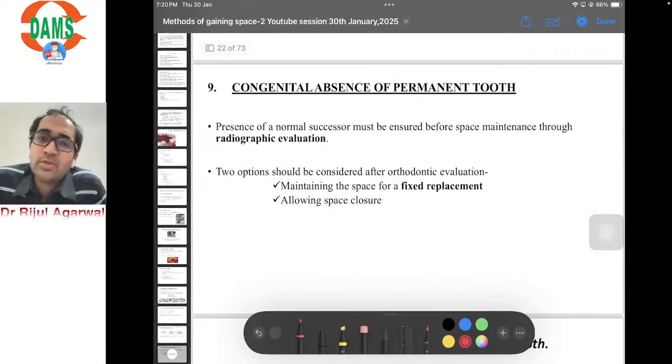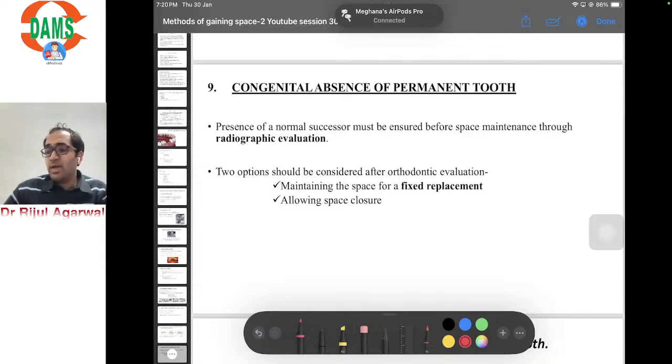Next is congenital absence of permanent teeth. So it should be ensured radiographically that a normal successor is present before giving a space maintainer. Basically, we give a space maintainer for the eruption of permanent teeth, and if it's absent then there is no point in giving one. So two options should be considered after orthodontic evaluation: maintaining the space for a fixed replacement, or allowing the space to close by mesial migration.